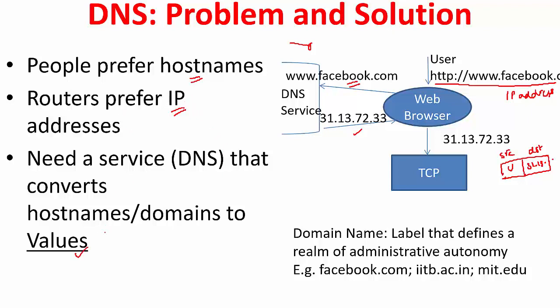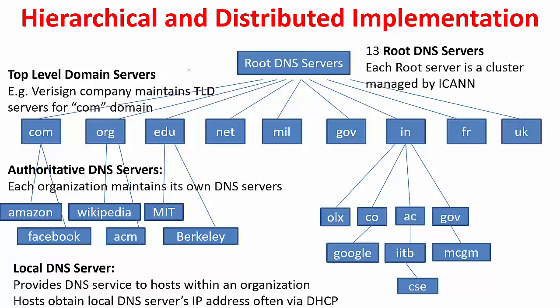As I mentioned, DNS also converts domains to values. It can also do aliasing where it can convert host names to other host names as well. You should know all that by now. So how is DNS implemented? It follows a hierarchical and distributed architecture as shown in this figure.